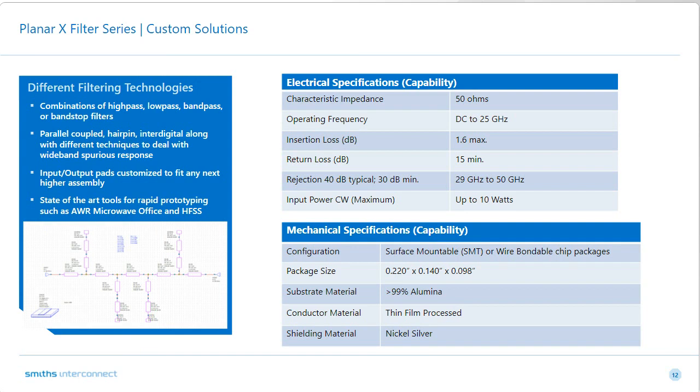Before we dive into some standard solutions and how they compare with other types of filters, I wanted to go over some options and technologies that these printed filters lend themselves to. Like many other filter technologies, printed filters can be lumped into certain categories. Band passes, low passes, high passes, bandstop filters can all be realized in planar solutions. Band passes can then be separated further into edge-coupled, hairpin, and interdigital, to name a few. These different types of printed filters can be customized to fit almost any next higher assembly, and using state-of-the-art tools such as AWR Microwave Office and HFSS, these custom solutions can be prototyped to meet competitive time-to-market timelines.